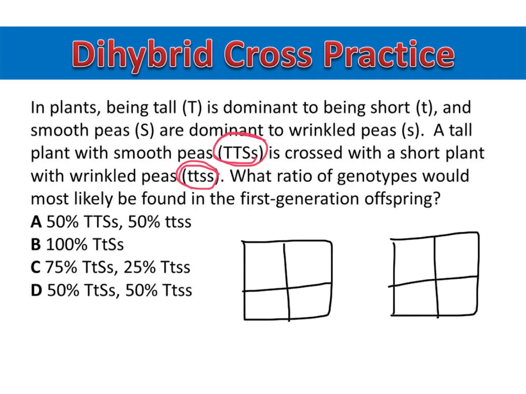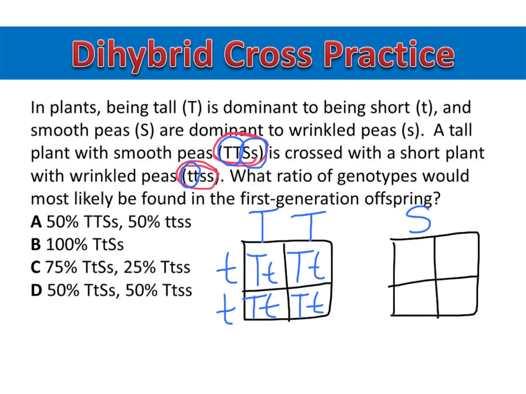My first Punnett square will be about height. So I have homozygous dominant across the top and homozygous recessive down the side. And I'll fill that in. And my second Punnett square will be about pea shape, and so I have a heterozygous plant across the top and a homozygous recessive plant down the side.